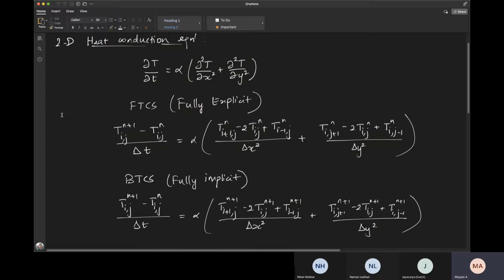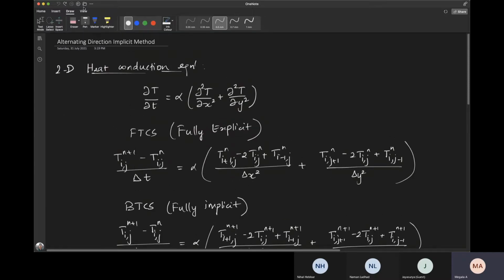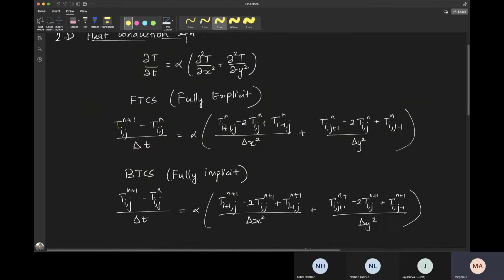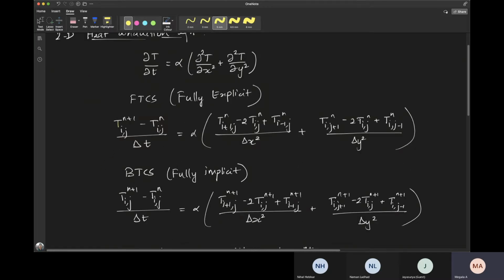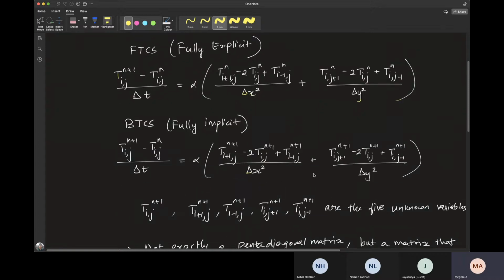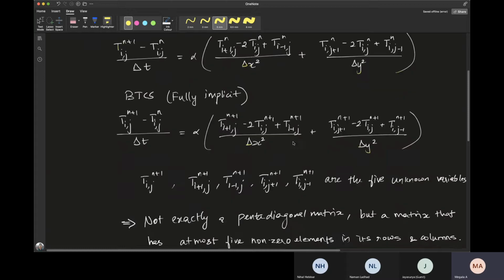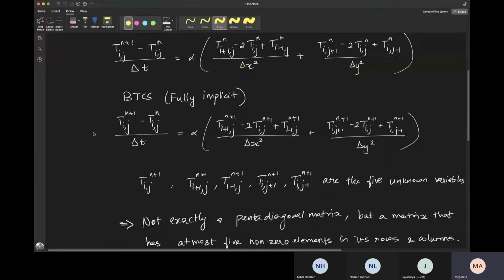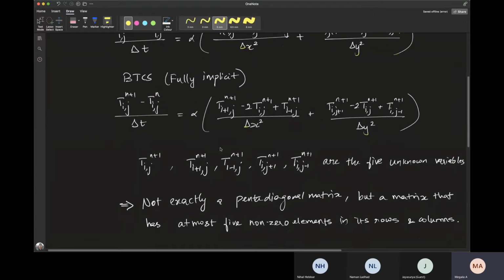So first, this was the fully explicit FTCS formulation for our heat conduction equation. Here we can see that both the x directional central difference and the y directional central difference are at time step n. And in the fully implicit case, both the x directional and y directional central differences are at time step n plus 1. So this is a fully implicit scheme, and this is BTCS, backward in time and central in space.